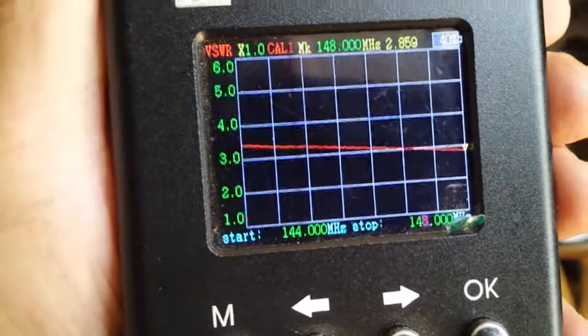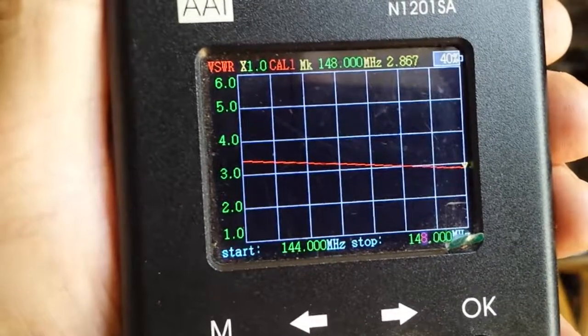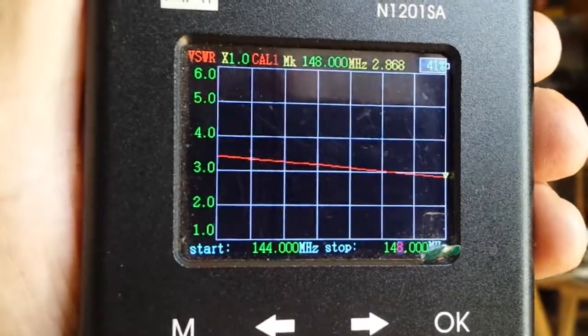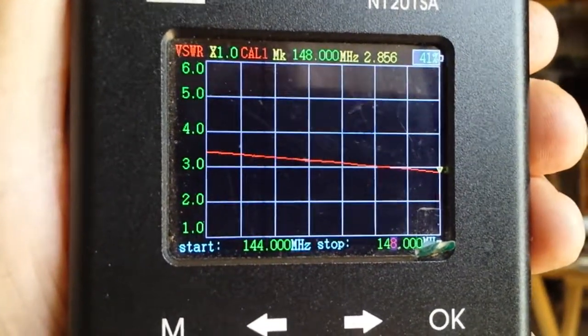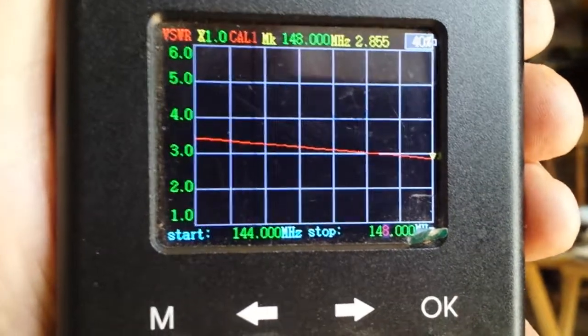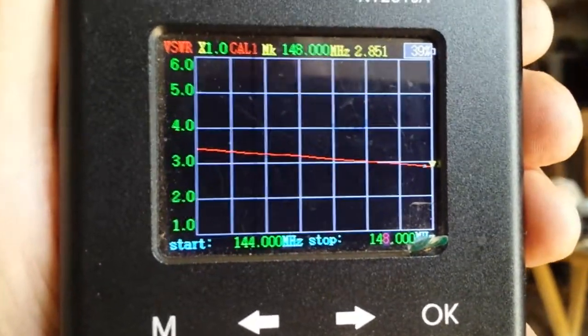I believe that's the first one. It's this one, anyway. And here it is in the 2 meter portion of the band. A little better. Still not very, very impressed with it.